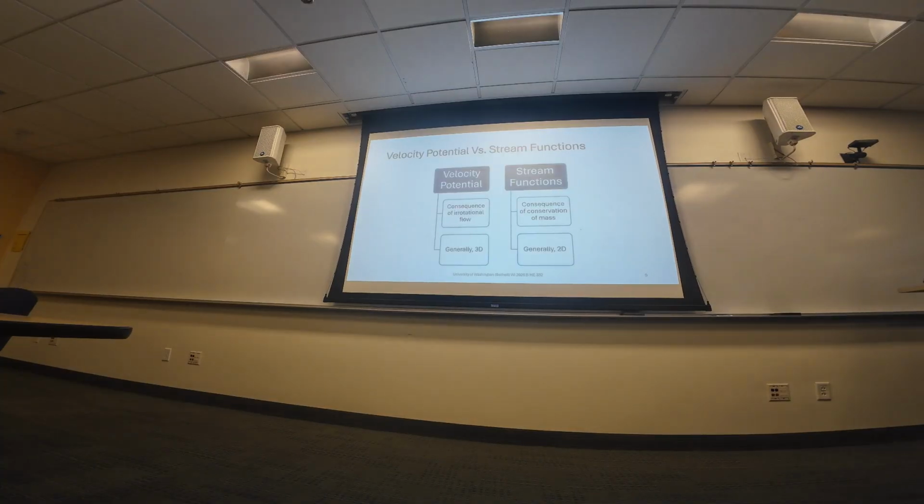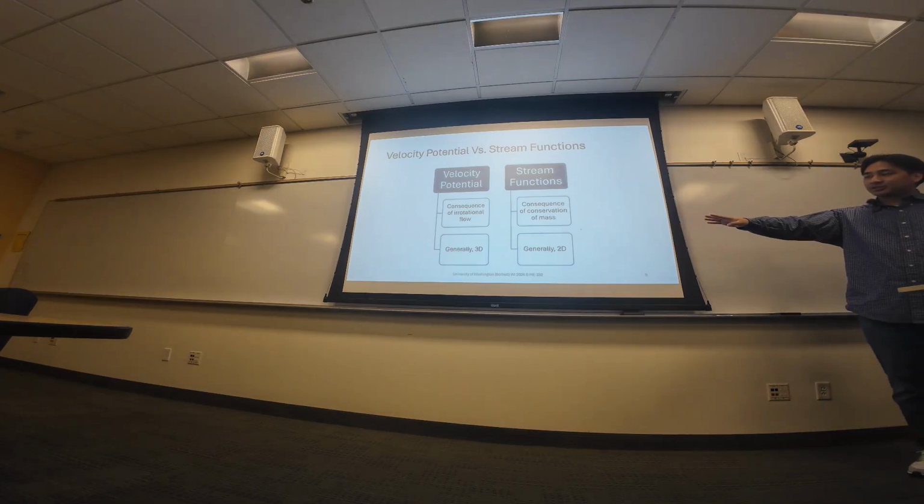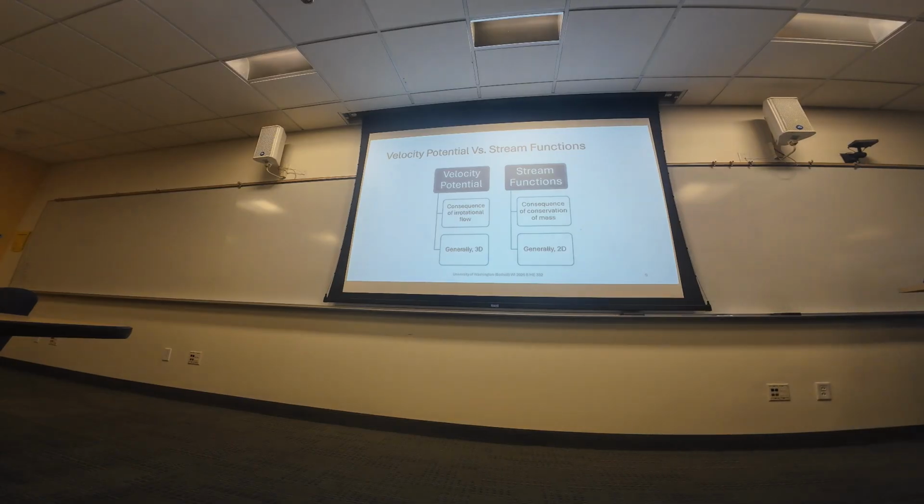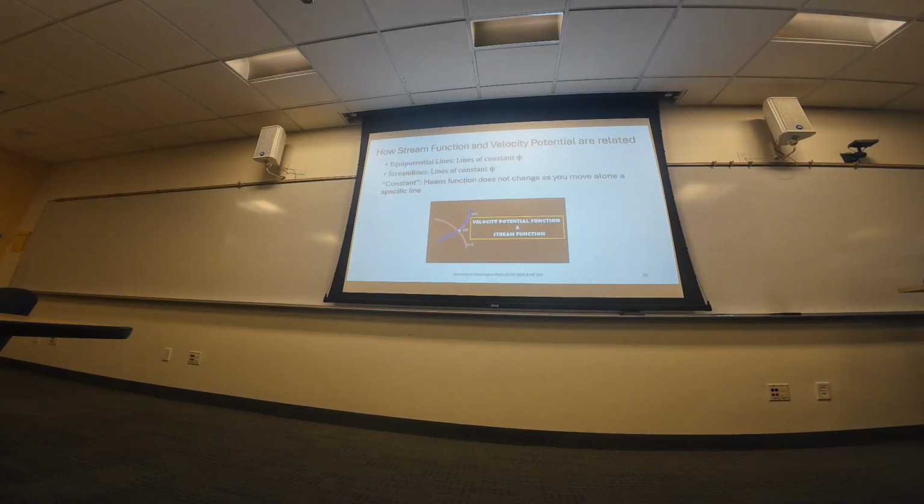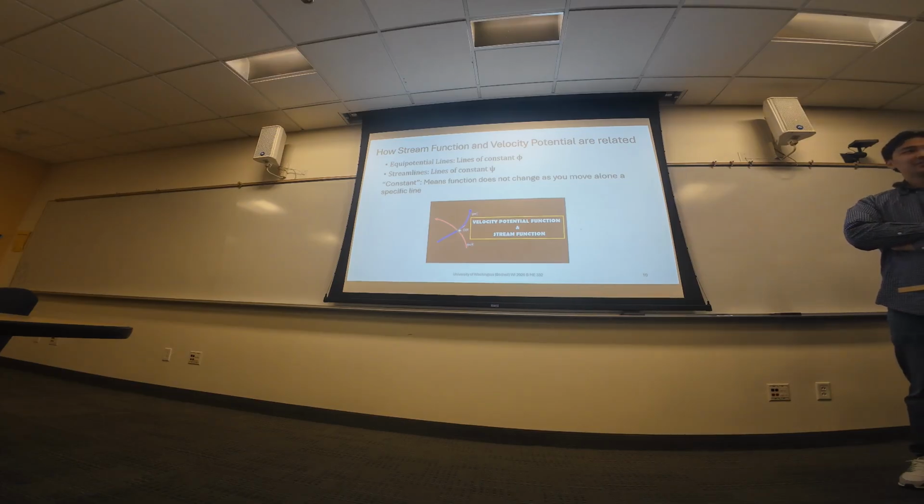Concept-wise, the difference is velocity potential is a consequence of irrotational flow. Stream function is a consequence of conservation of mass. Generally, velocity potential works if you need 3D, while stream functions are for 2D, but you'll see in our example problems we're mainly working in 2D. And another concept of how they're related: you'll see in the textbook they refer to equipotential lines, and those are lines of constant phi. It's weird that the textbook doesn't explain what a constant phi really means.